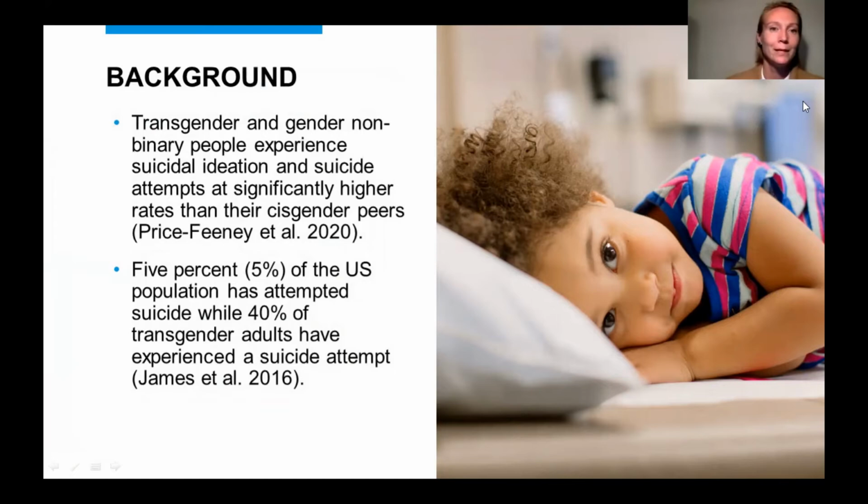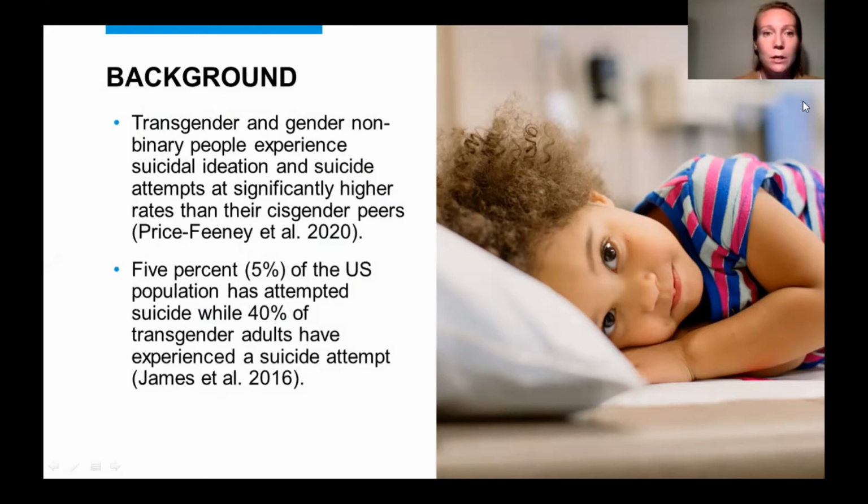So a couple of points to add that were a part of the background of informing the study. We know that transgender and gender non-binary people experience suicidal ideation and suicide attempts at significantly higher rates than their cisgender peers. I can tell you from my experience in the inpatient psychiatry service that this is certainly true. We have an inpatient service that typically has about 15 to 20 children and adolescents, and very, very frequently we'll have transgender and gender non-binary kids who are inpatient following suicide attempts or with strong suicidal ideation.